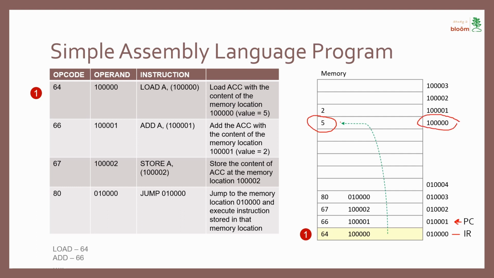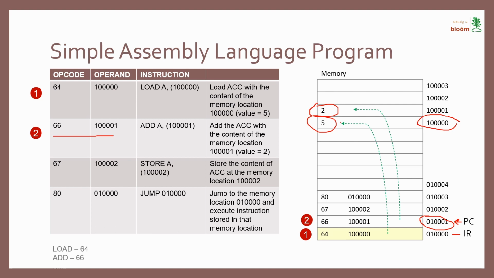Load A 100,000. When it is executed, the program counter is incremented by 1 and the current register will have this memory location. So it will fetch the content inside this memory location. It says 66, 100,001. So this micro instruction means add A from this memory location. Next, it will fetch the value inside 100,001 memory location, which is 2.